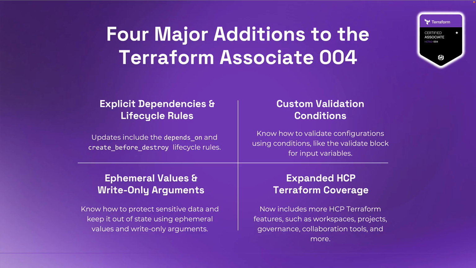Now, if we move over to the bottom left, we have ephemeral values and write-only arguments. Again, these are brand new to 004 because I don't think they really existed when 003 was out. Right? So these came out sometime in 2025. And these are really all about security and handling sensitive data properly and ensuring that they're not written to state. So you need to understand how to protect sensitive information and keep it out of those state files. And we can do that using ephemeral values and those write-only arguments.